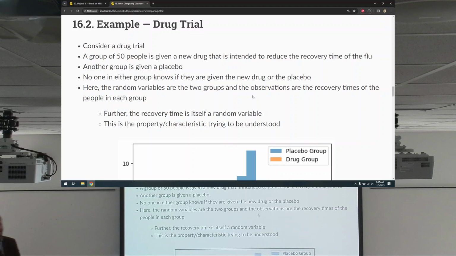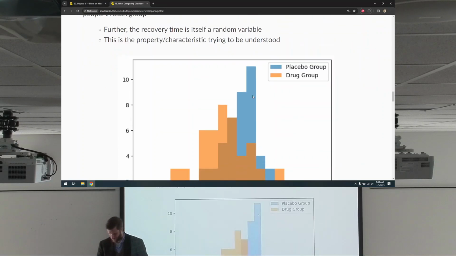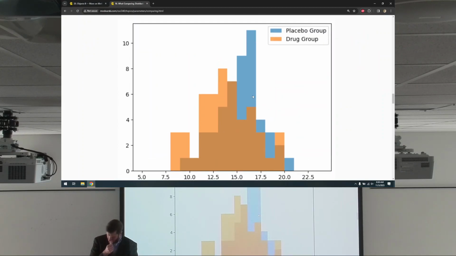The recovery time, now, when you're playing a game like this, the recovery time is itself also a random variable, but let's not get too hard into that right now. So here is my plot.